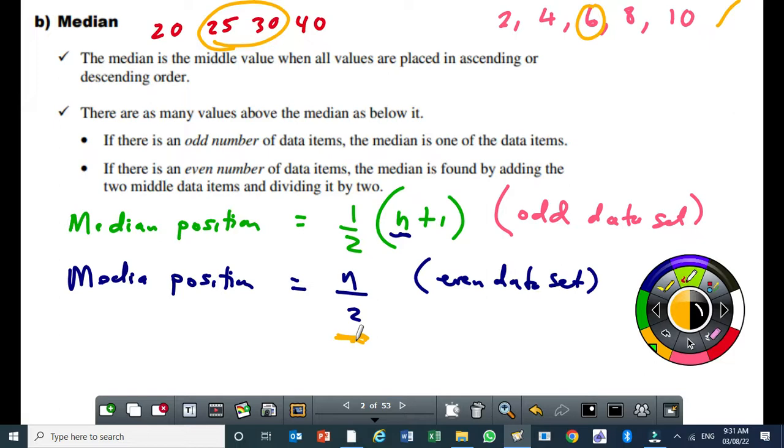When you want to find the median, you always have to arrange your data set in ascending order first.